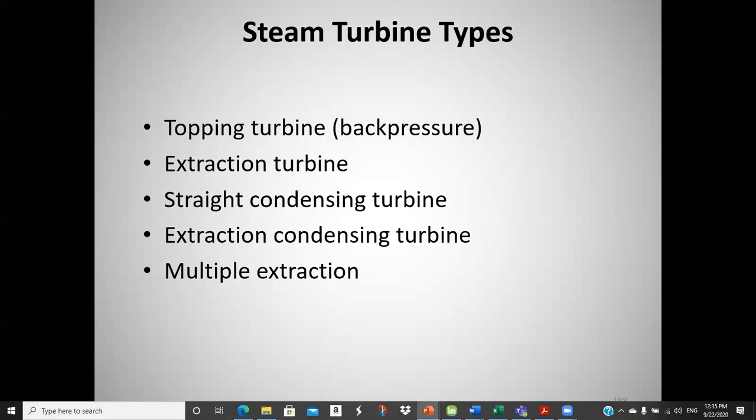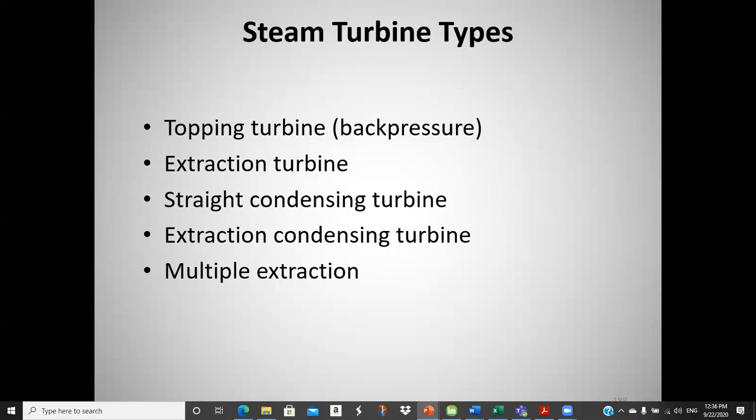An extraction turbine, you can drill a hole in the side of some of these turbines. And so maybe if you came in at, say, 1,000, you could drop to 500, and you could take some steam out at 500 and leave the rest of it in and maybe go to 200. And so an extraction turbine has more than one exit, and every exit has a different pressure associated with it. We'll see some pictures of that.